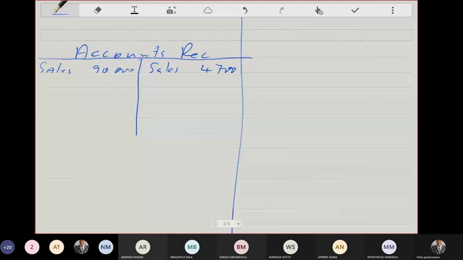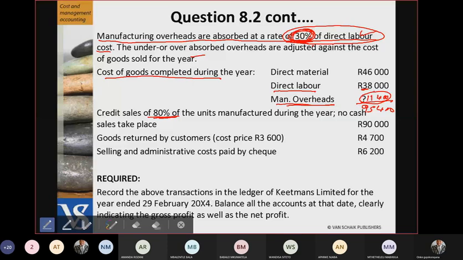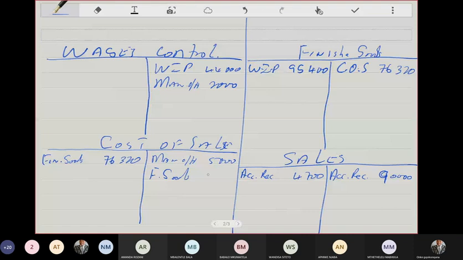Then you've also got the cost price of 3,600. So we also need to take that 3,600 back to our storeroom. So you come to your cost of sales and say now finished goods 3,600. And you come here and say cost of sales 3,600 to your finished goods account.